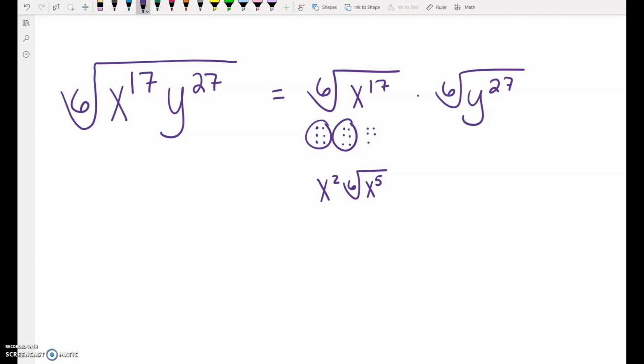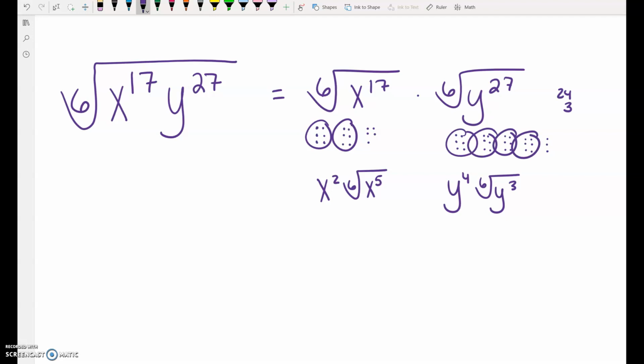6 times 4 is 24, so we've got y to the 4th. And if we have 24, how many more do we need to get to 27? 3 more, so we would still have the 6th root of y to the 3rd. 1, 2, 3, 4, 5, 6, 7, 8, 9, 10, 11, 12, 13, 14, 15, 16, 17, 18, 19, 20, 21, 22, 23, 24, 25, 26, 27. There's 4 full groups with 3 left over.